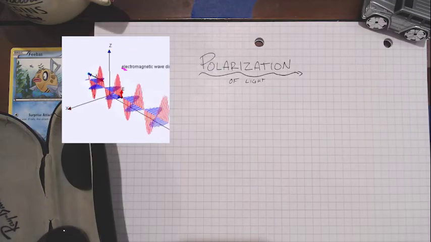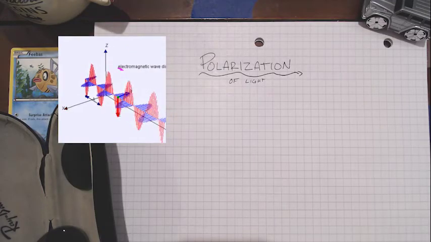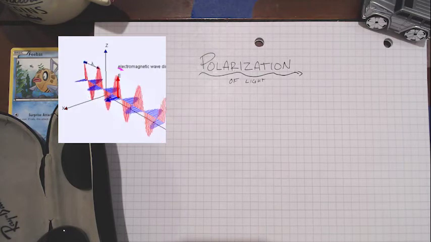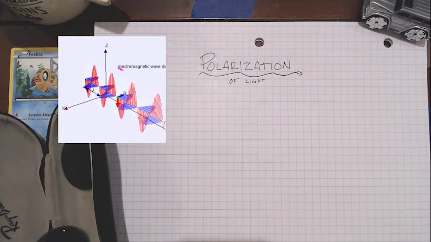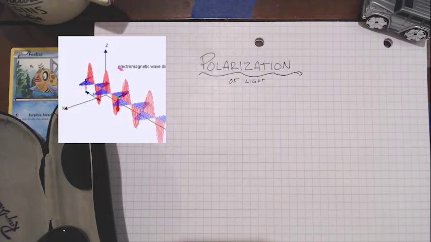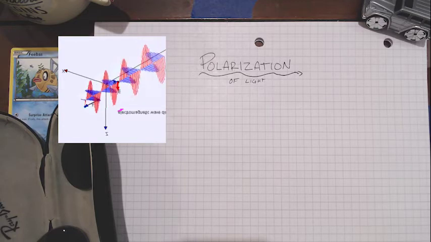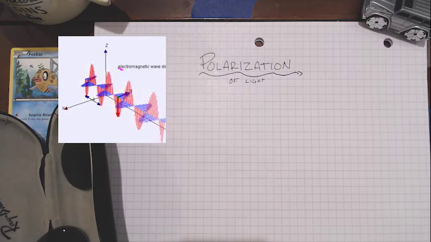Like I said before, though, this is a simplified diagram, and light that we get from the sun or a light bulb doesn't look like that at all. In reality, there's an electric field and a magnetic field oscillating in all directions. But there's a way that we can make light look like this.